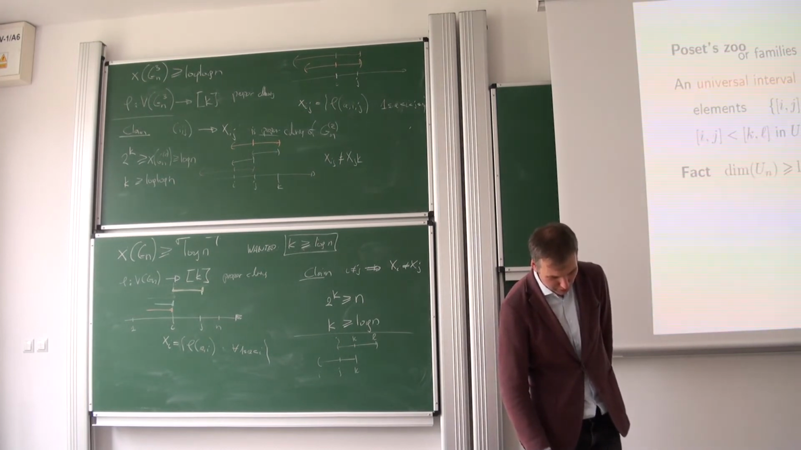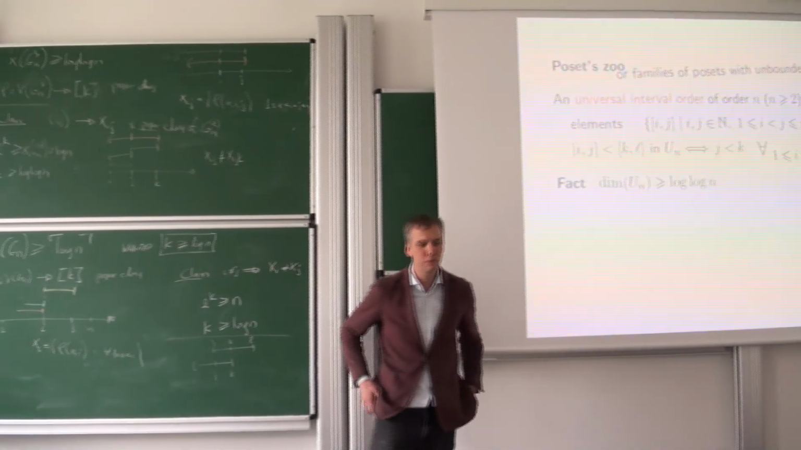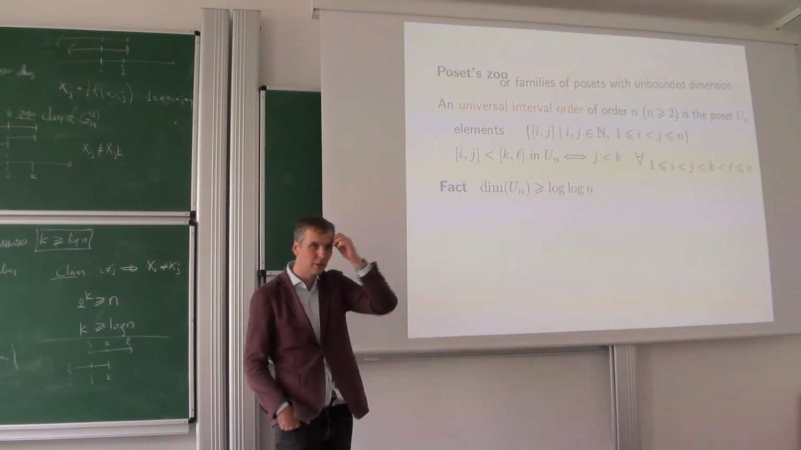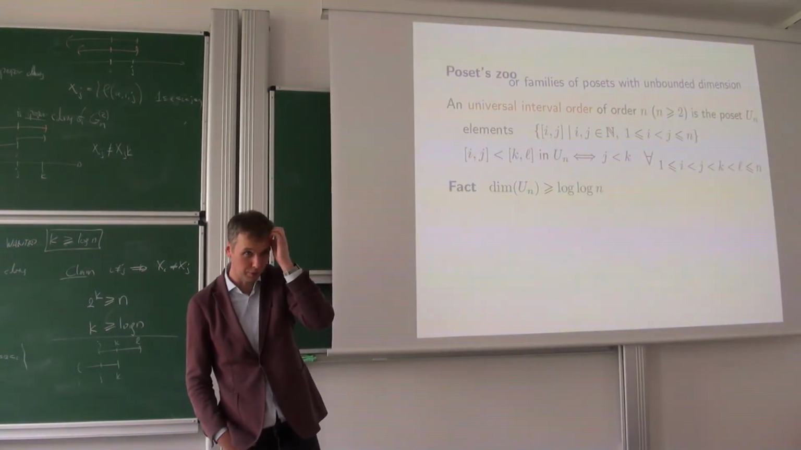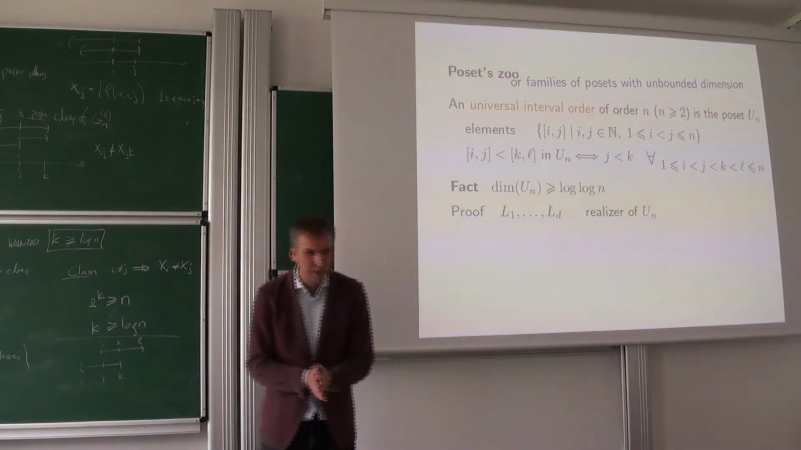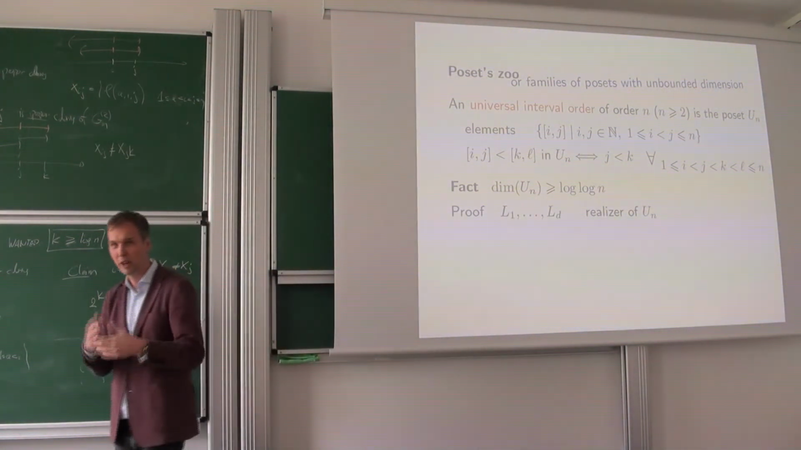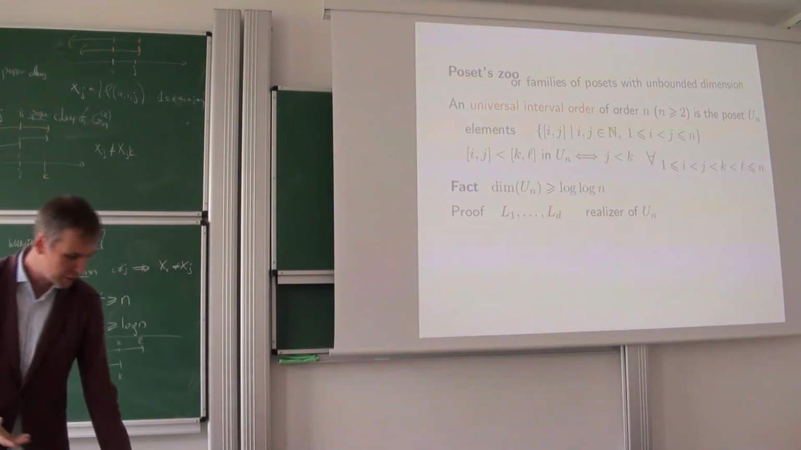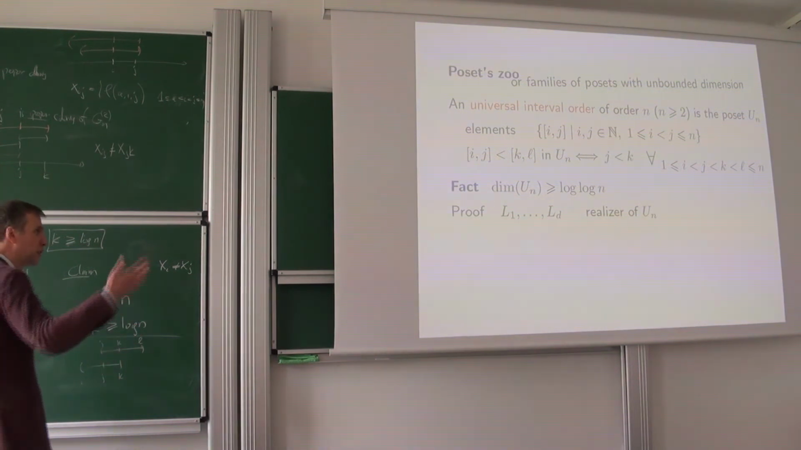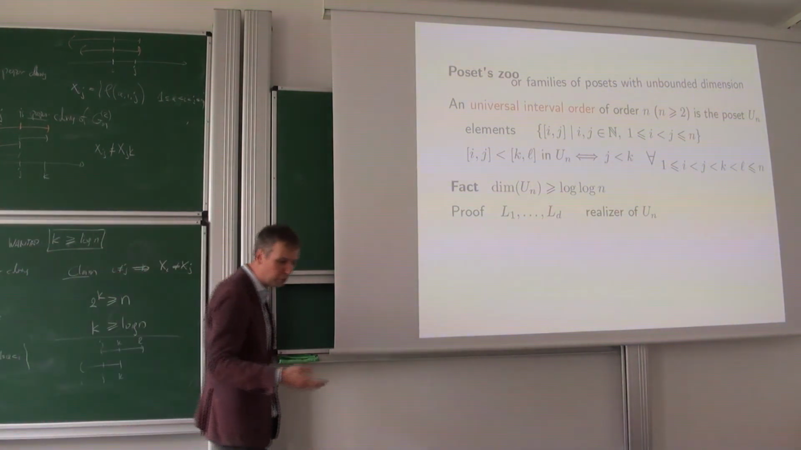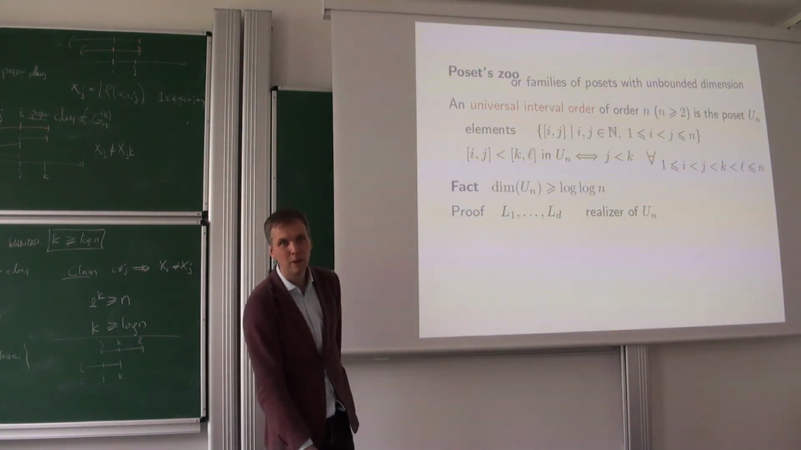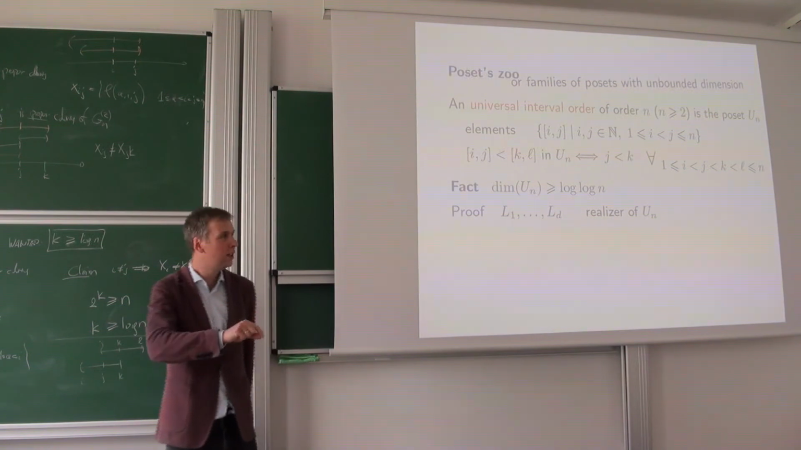So, yeah, we are back to the poset zoo, and we want to argue that the dimension of the universal interval order grows. How do we do it? I have it on slides. Well, dimension is large, so you should take a realizer, and you should argue that it's large. So consider your favorite realizer, and we will argue that d is at least log n. How do we do it? Well, we use this realizer to color Gn3.